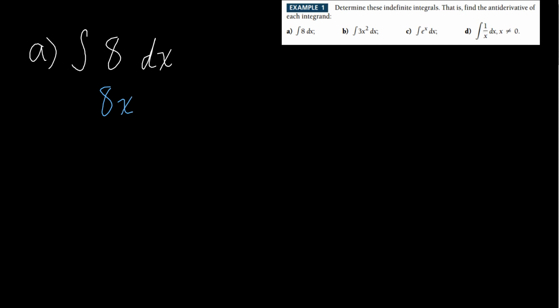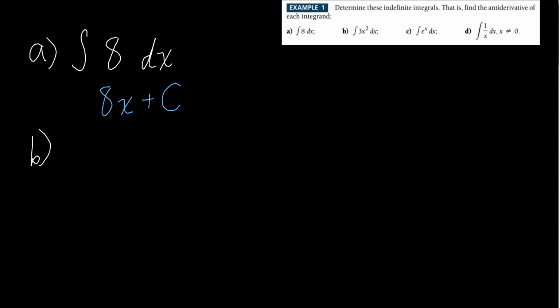Real quick, let's derive this in our head. It's pretty easy, right? What is the derivative of 8x? Well, that's going to be 8. So we're good to go. It was a pretty simple problem, okay? But again, don't forget to put the plus c, plus some constant. We don't know what the constant is, but just some constant.